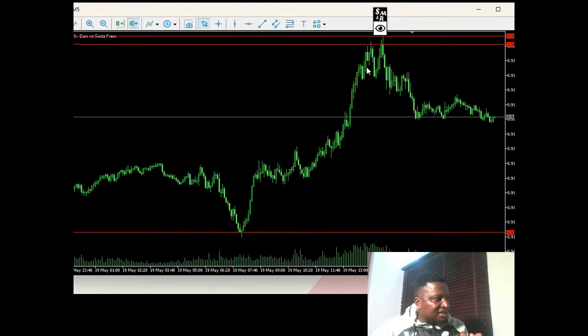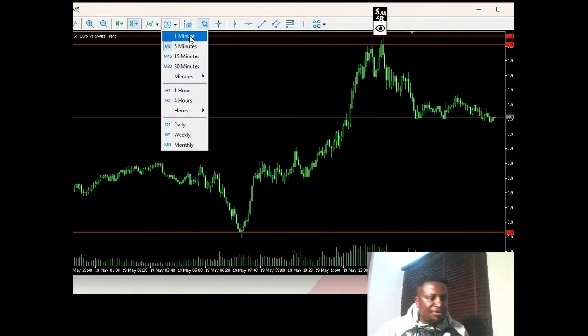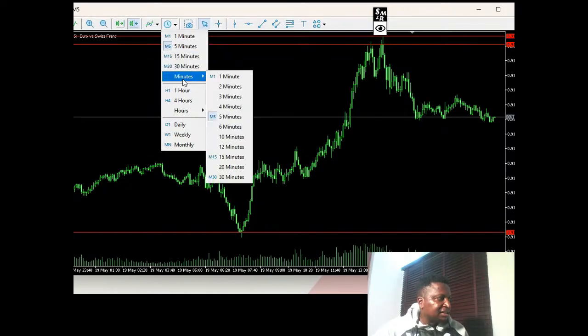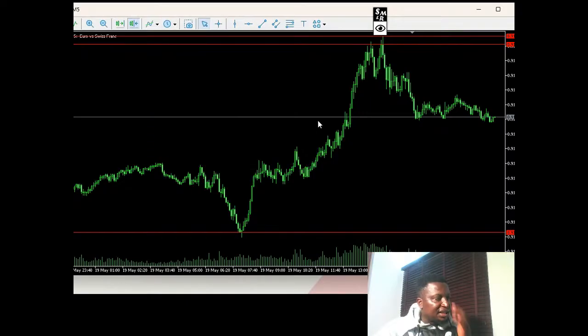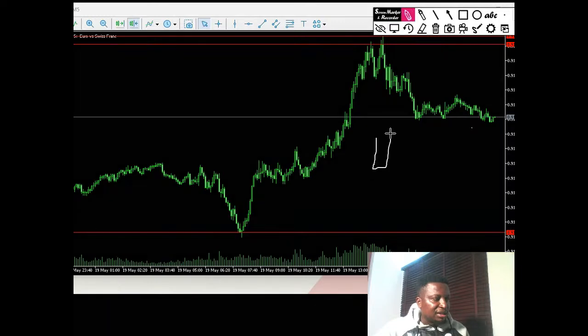We have the 1 minute time frame, the 5 minutes time frame, 15 minutes, 30 minutes, 1 hour, 4 hours. We have daily, weekly, and monthly. Now, what does it mean? It means that if we are in the 5 minutes time frame, every candle that you see in the 5 minutes time frame took 5 minutes to form.